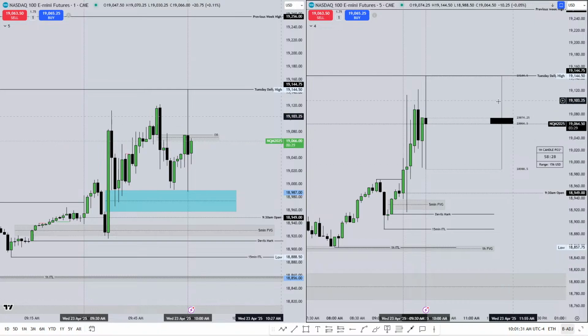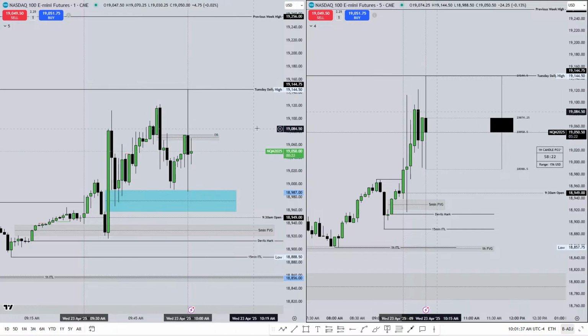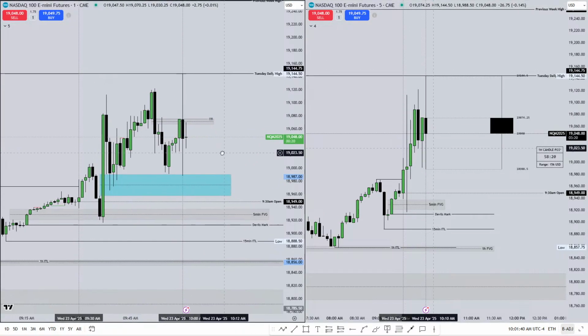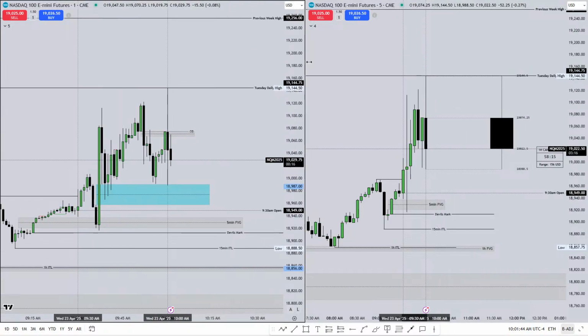But both news events really didn't do anything. Like 9:45 didn't do anything, 10 a.m. didn't do anything significant. So we're just still stuck in this range. Like this is honestly telling me that this price action is really not good.